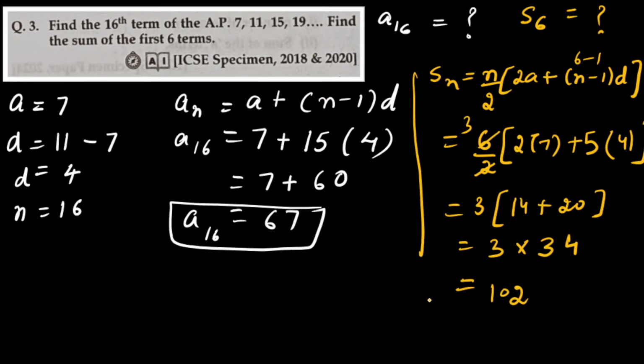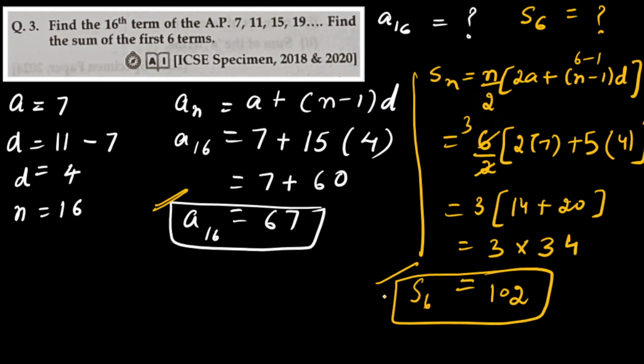Yes, so 102 is the correct answer. In this question, first of all, we had to find A16, that means the 16th term. So we found that as 67. Then we had to find the sum of 6 terms. So that also we found by using the formula of Sn.